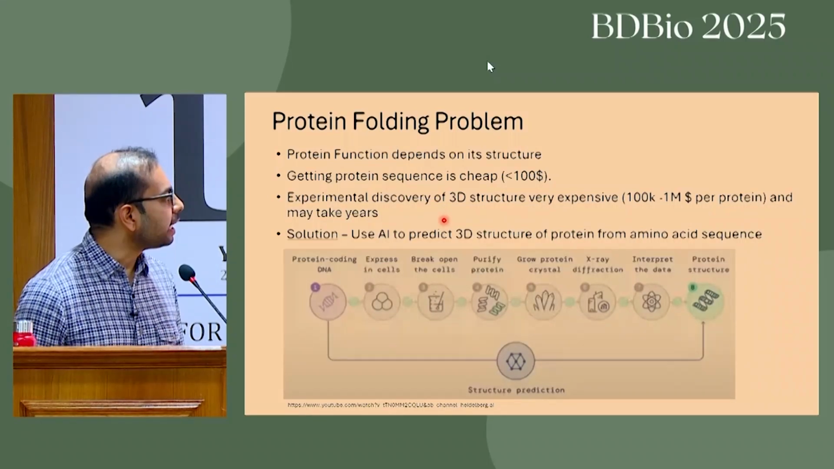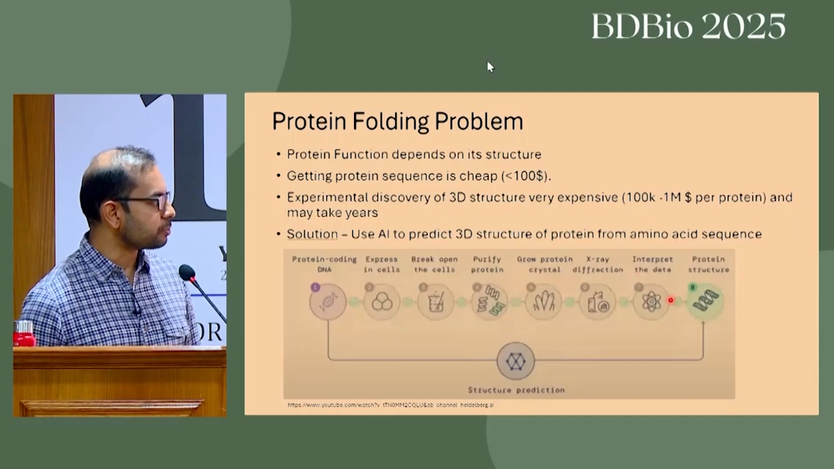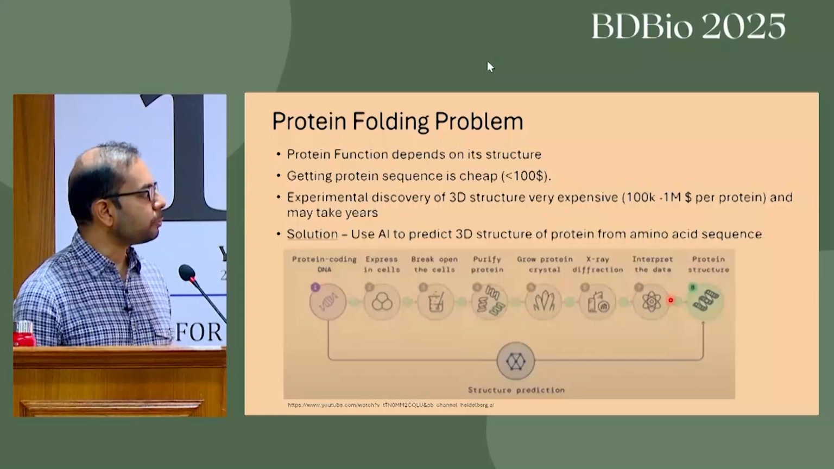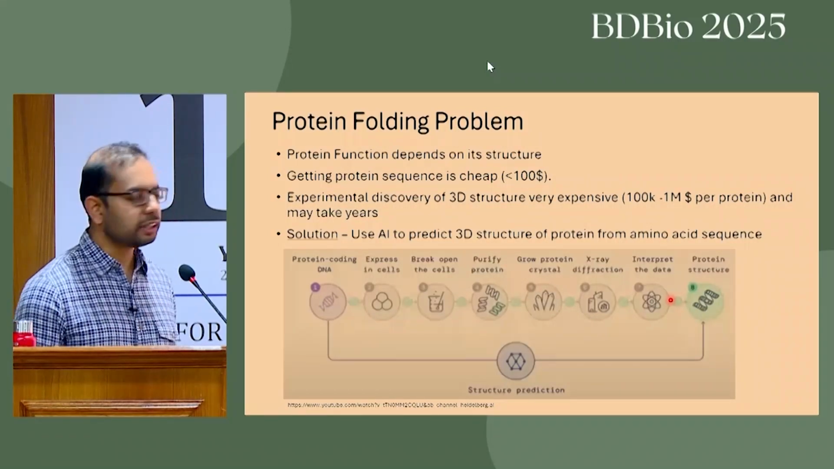So we can use AI to predict the 3D structure of protein directly from the amino acid sequence and bypass all of these steps. And of course, we should know that experimental methods are going to be more accurate, but for many scenarios, we don't need that level of accuracy.